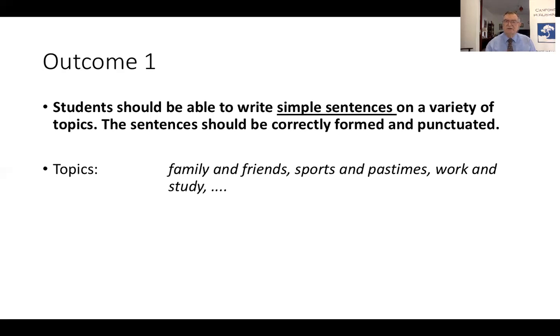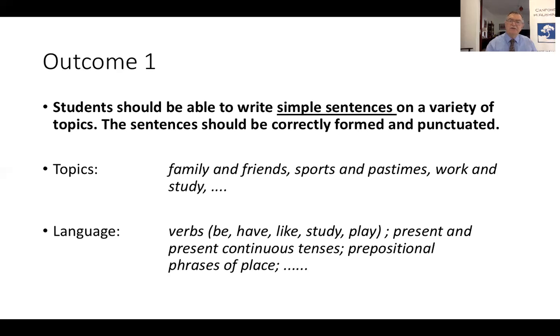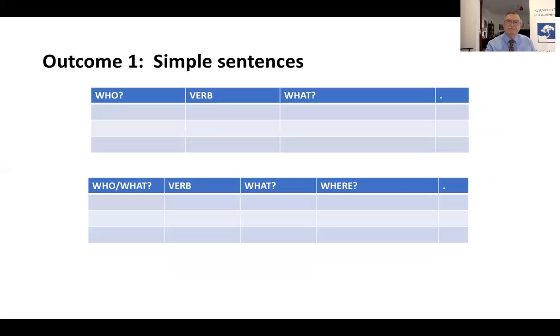And the topics, well, we can choose our topics, maybe family and friends, sports and pastimes, work and study, and so on. The language, we might decide to restrict the language to verbs like be, have, like, study, and play, and just use the 2 present tenses, but perhaps add things like prepositional phrases of place. So how does this look when we come to trying to achieve this outcome?